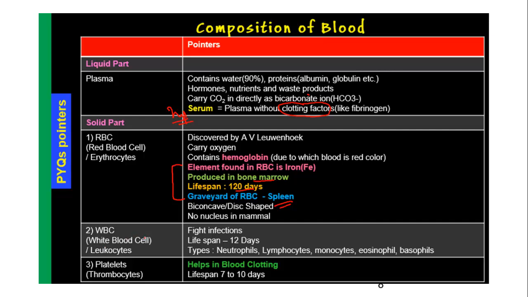Similarly, the white blood cells mainly fight infections. Their lifespan is very small, it is 12 days, and there are different types of WBC. And platelets are those cells which help in blood clotting. They have some factors, which basically help in clotting. Their lifespan is also very small, 7 to 10 days. So RBC carry oxygen, WBC fight infection, platelets help in blood clotting.